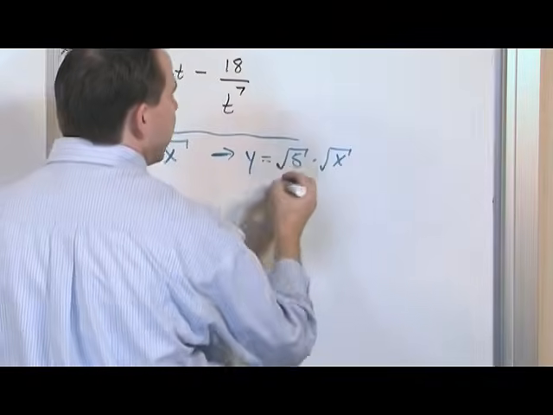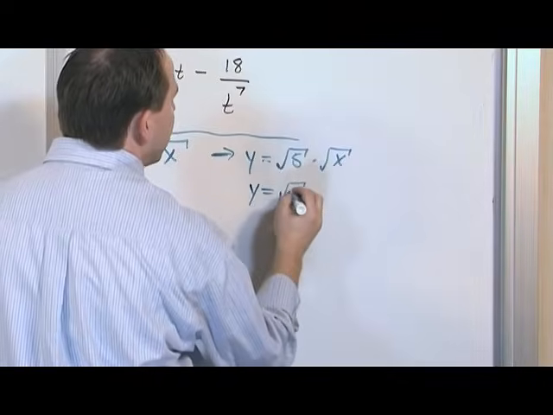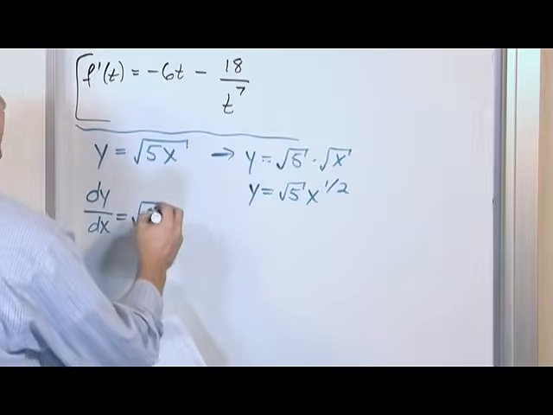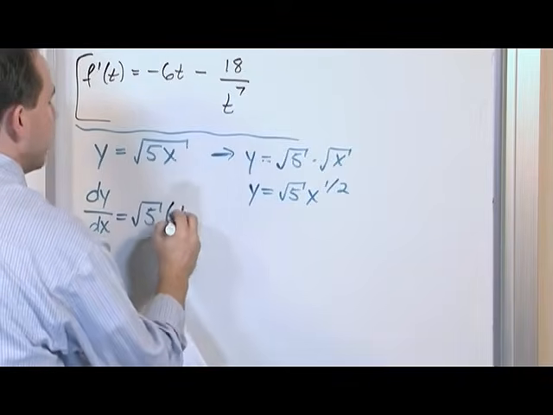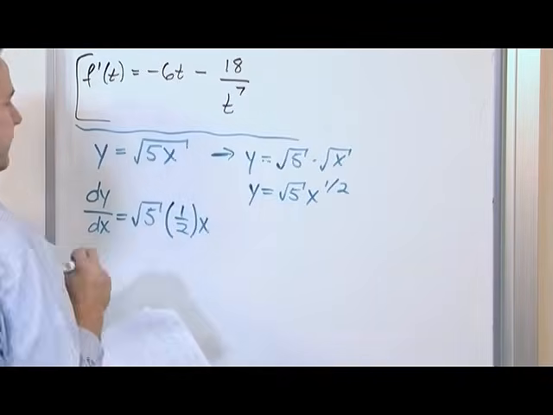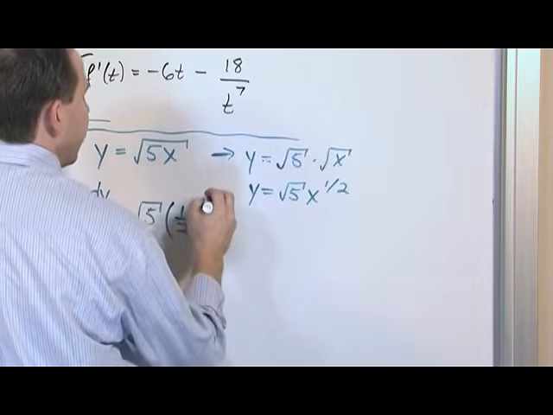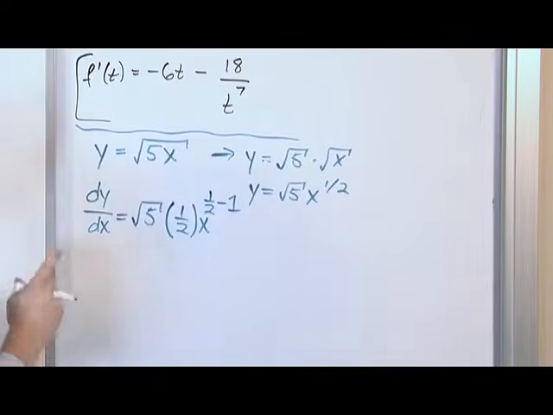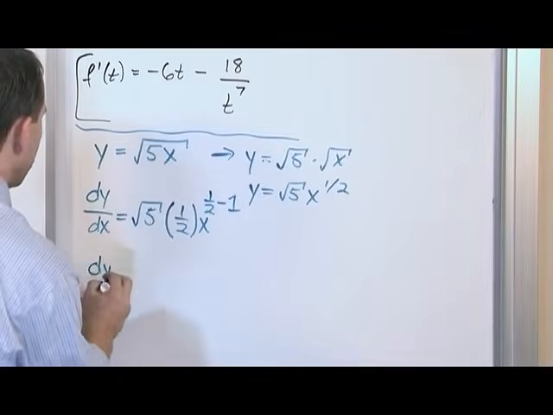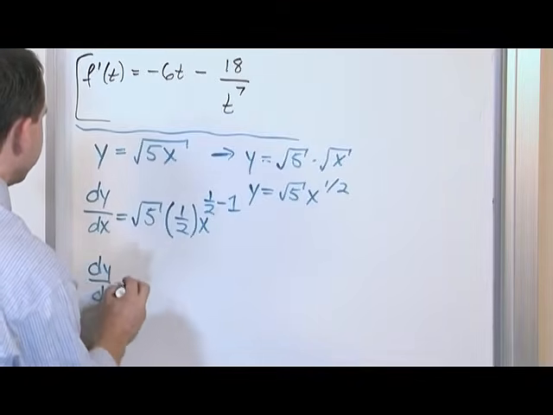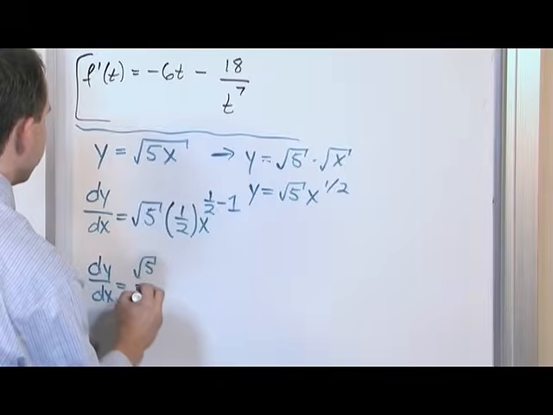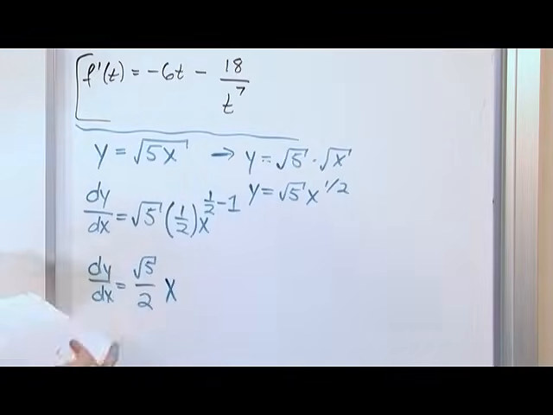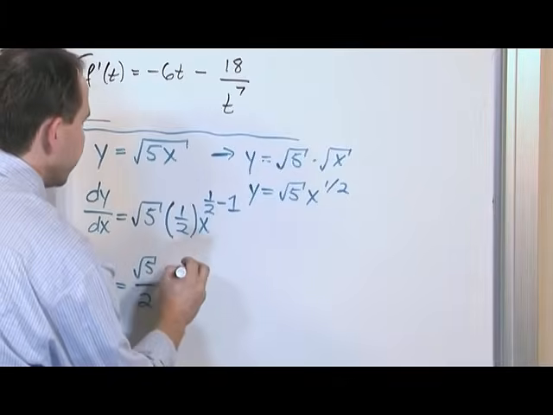But what is this? I can rewrite this further and say square root of 5 times x to the 1/2, because that's what a square root is. So I multiply this by the exponent, 1/2, and then my variable. And then up here, I'm going to have 1/2 minus 1. I'm going to subtract 1 from my new guy. So what I'm going to have is dy, derivative of y with respect to x, is going to be the square root of 5 over 2 from this, times x to the 1/2 minus 1, which I think most people can figure out in their head, is probably just negative 1/2.